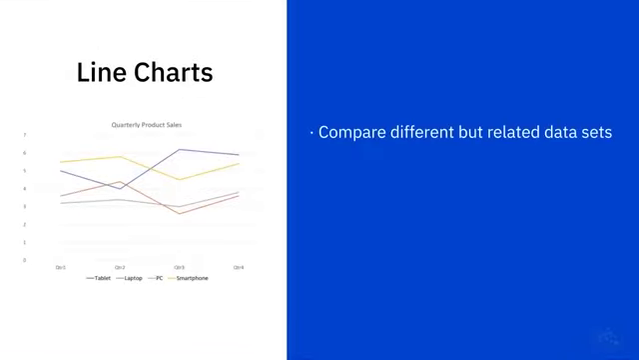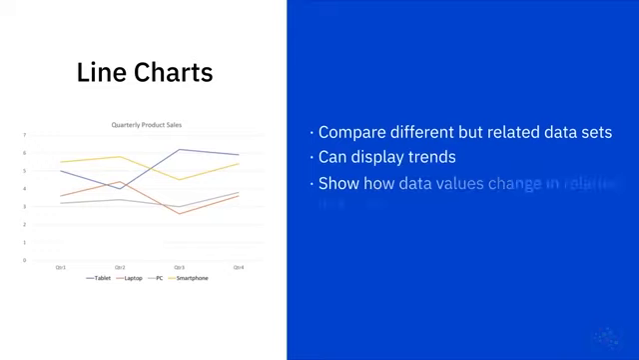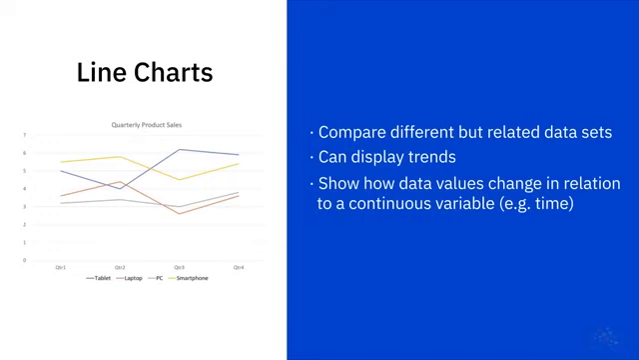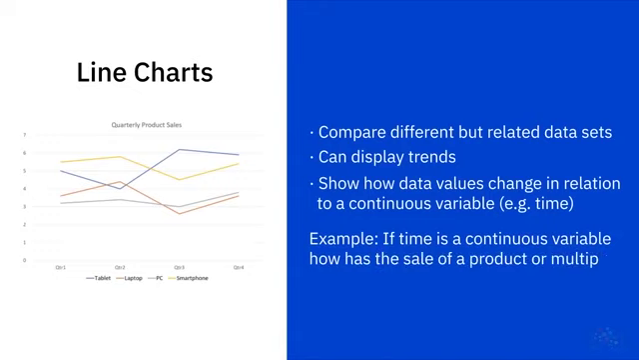When comparing different but related data sets, a line chart is a great way to display the information. They are able to display trends and show how a data value is changing in relation to a continuous variable. For example, if time is a continuous variable, how has the sale of a product or multiple products changed?